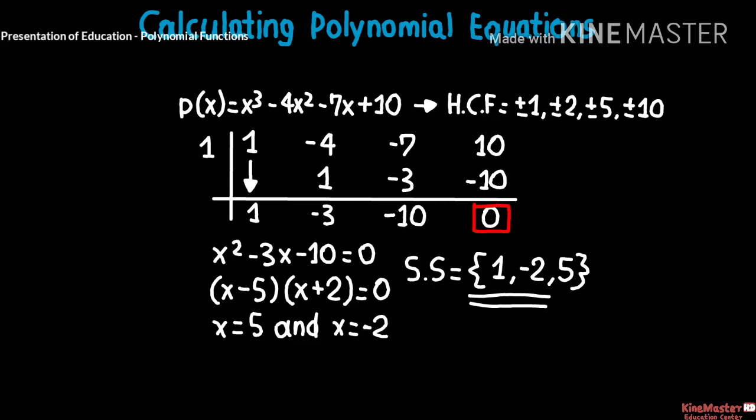Now let's solve x squared minus 3x minus 10 equals 0 by factoring. (x minus 5)(x plus 2) equals 0. So x equals 5 and x equals minus 2. We can factorize them, so the correct solution set is 1, minus 2, and 5. This is the most important way to calculate polynomial equations and determine the zeros of a polynomial function with their multiplicities.